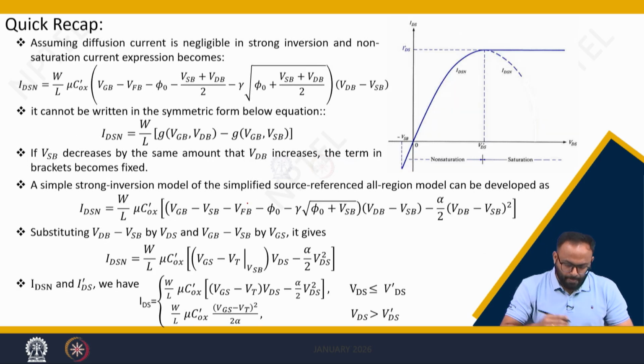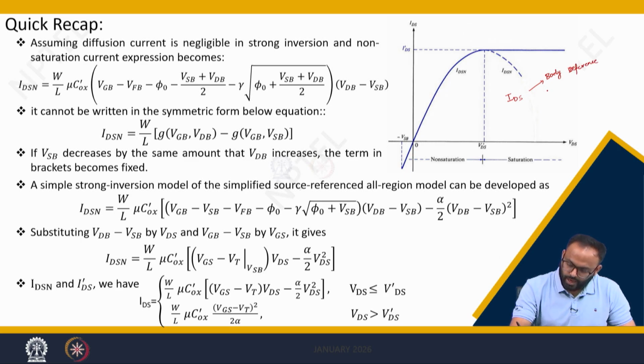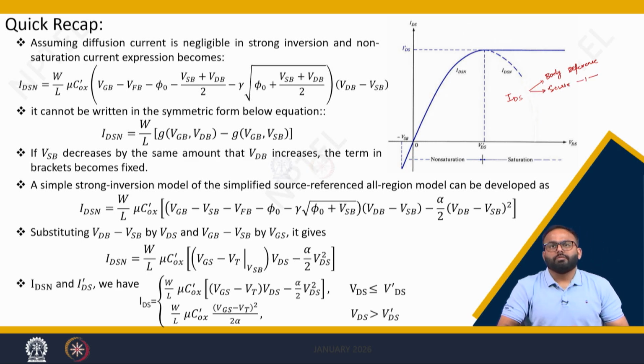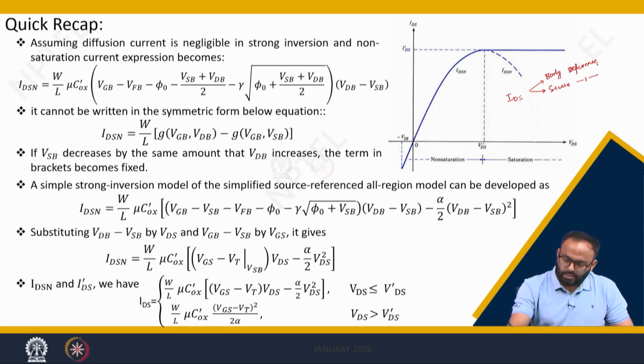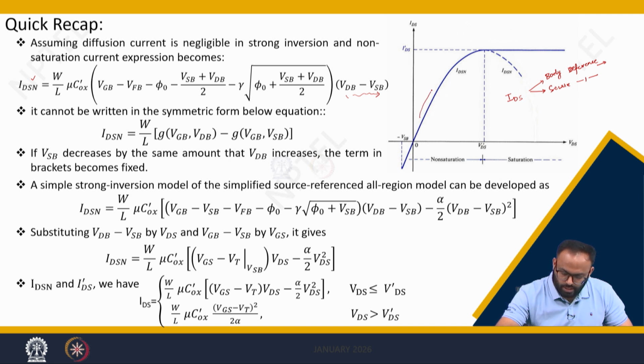Let us do a quick recap. In the previous lecture, we said that we can simplify our model of drain current by considering body reference and source reference. We have said that both models will give you a different insight. The body reference model will give you an insight that my drain current is linearly varying with drain to source voltage, and hence we can capture this region of operation precisely, meaning the MOSFET acts as a resistor, a voltage controlled resistor.